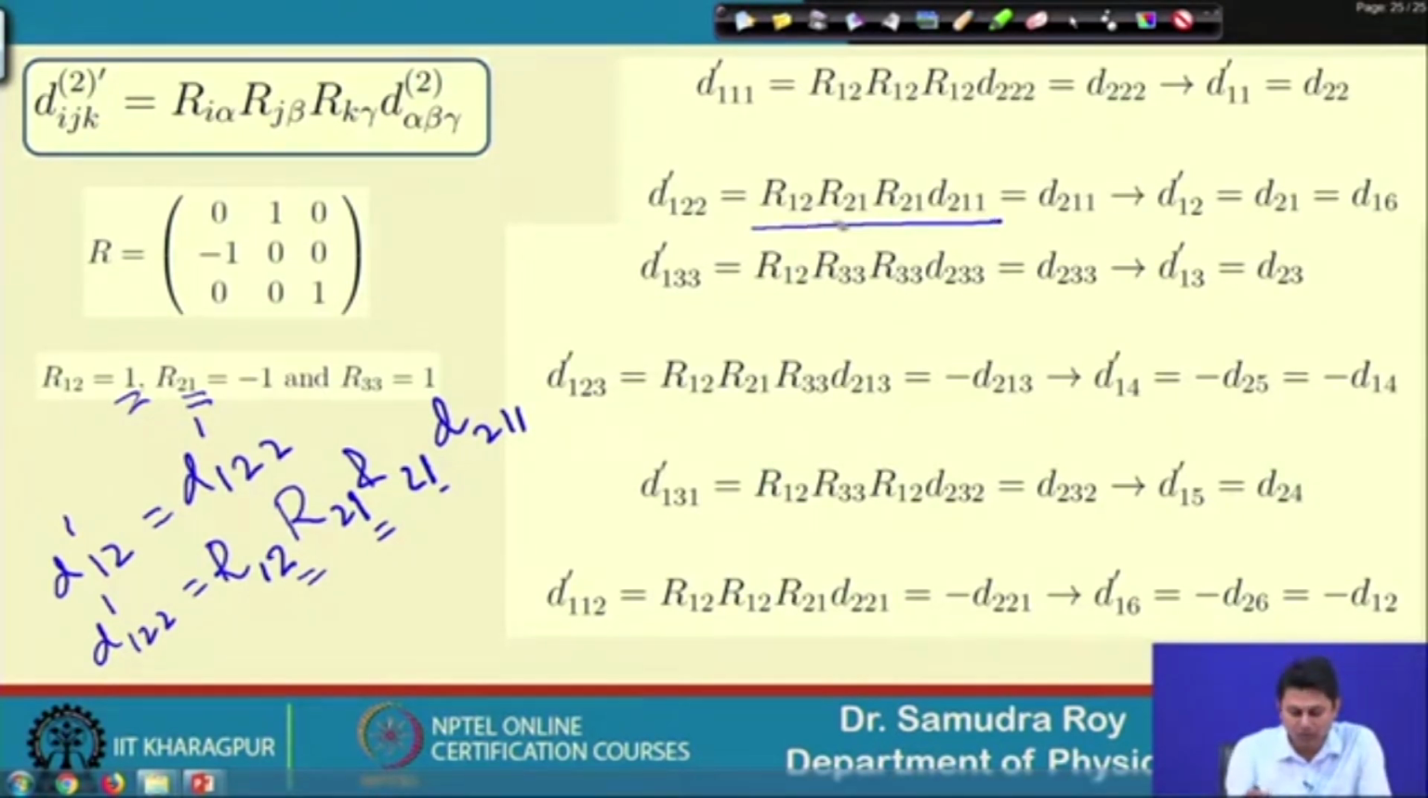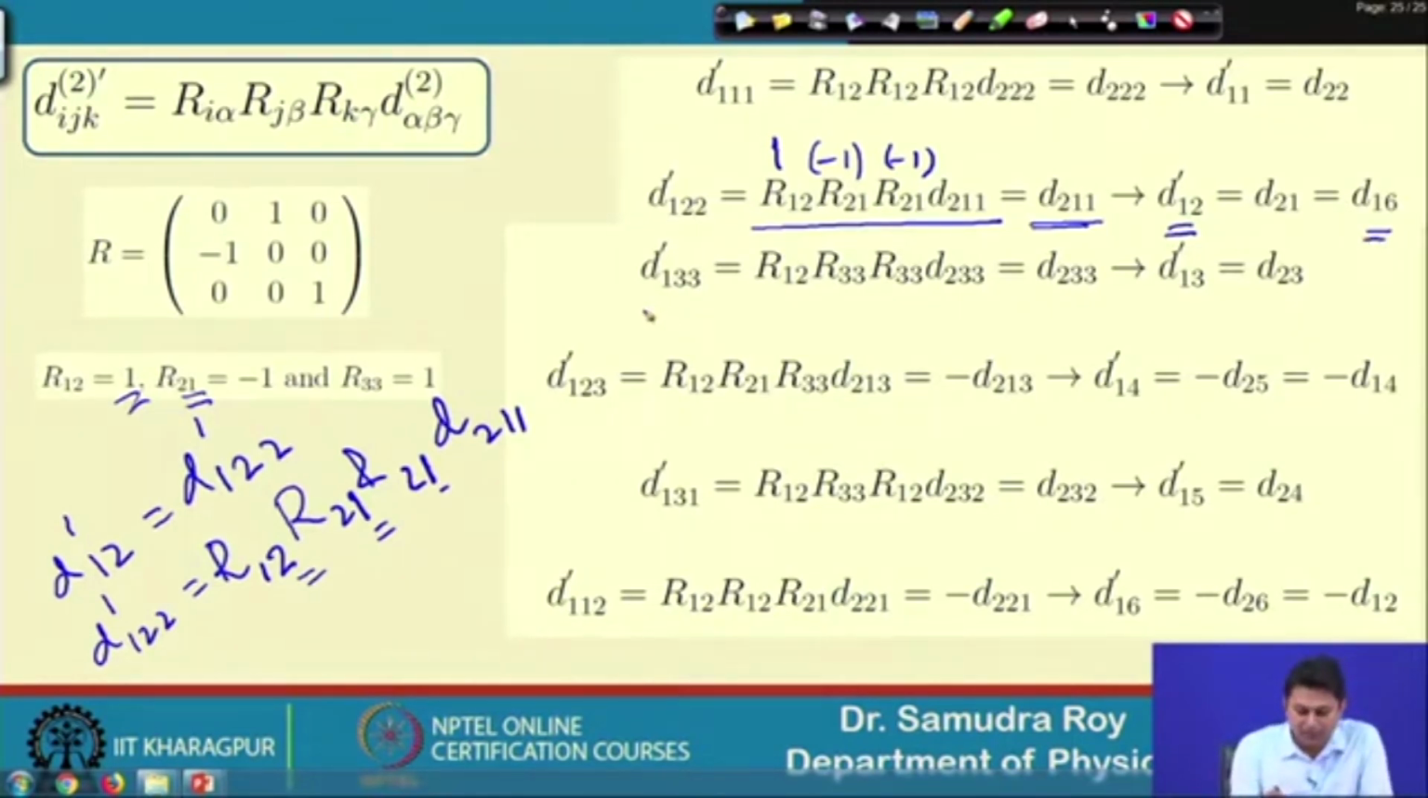See this expression, in the expression I am essentially writing the same thing. Now, R 11, R 12, R 21, R 21, this is 1, this is minus 1 and this is minus 1. If I multiply it, it should be 1. So, eventually we have D 211, and from this we have D 12 prime is D 16. So, you can see that even after finding 10 independent components, these 10 independent components are again equal to each other. So, D21 and D16, we know that they should be equal and we are getting the same thing once again.